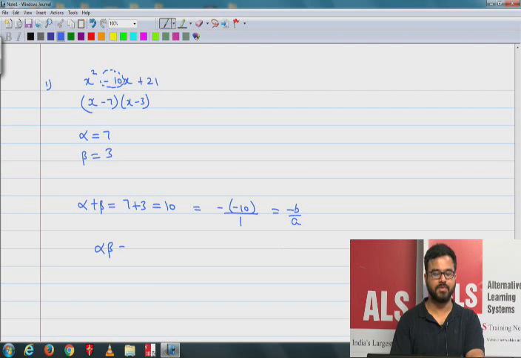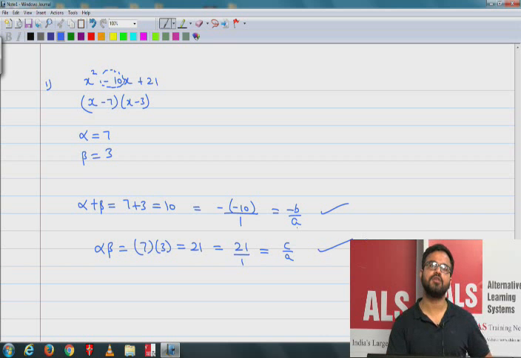So we can write this as minus b over a. And alpha into beta is 7 into 3, which is 21. 21 can be written as 21 over 1, which is nothing but c upon a. So this was the verification. In place of b and a, you can also write coefficient of x and coefficient of x square, like we have done in the previous question. Is that clear? Shall we proceed? If you want me to proceed, raise your hand.